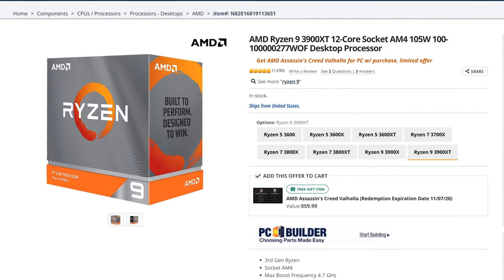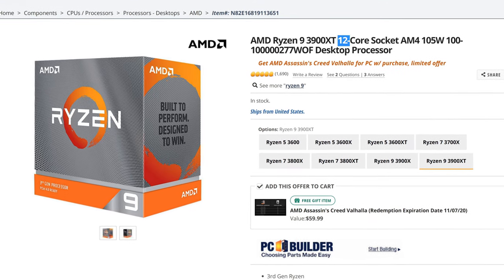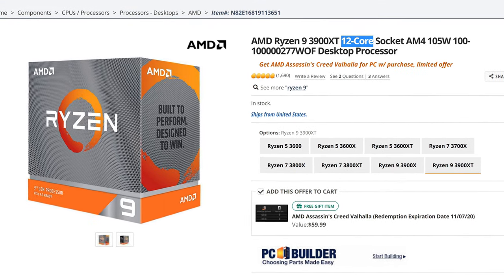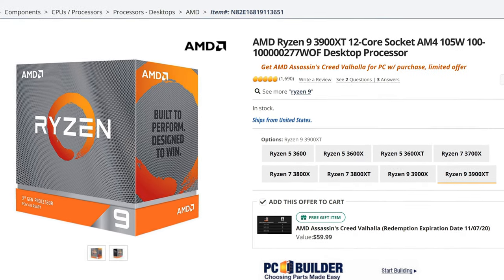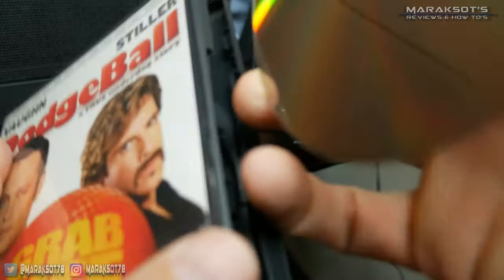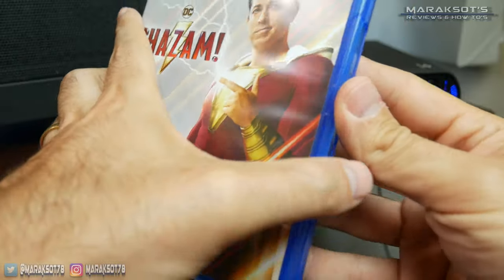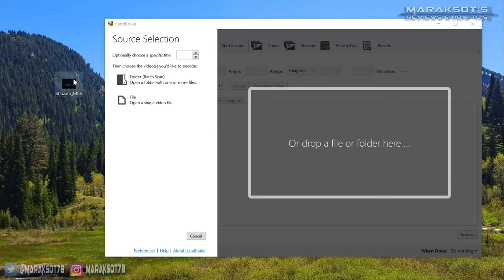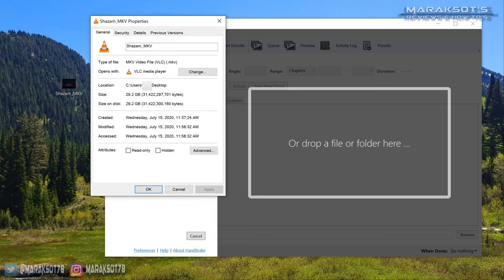You can speed up the encoding process with a CPU by having a higher core count or more powerful CPU. But obviously those kinds of CPUs don't really come cheap. After encoding the DVD rip of Dodgeball 14 different times, I switched over to a Blu-ray rip of the movie Shazam. Make MKV output a 29.2 gigabyte MKV file, which I then dropped into Handbrake.